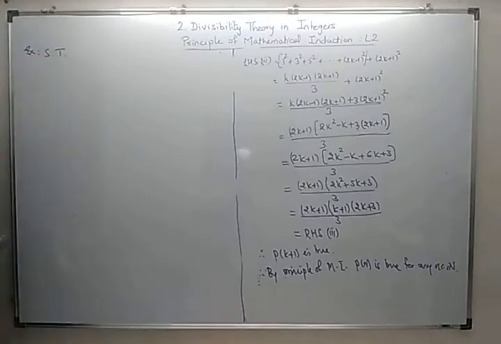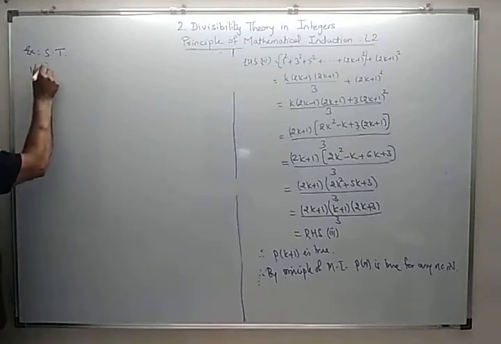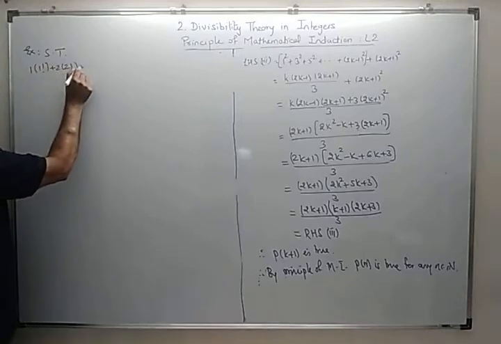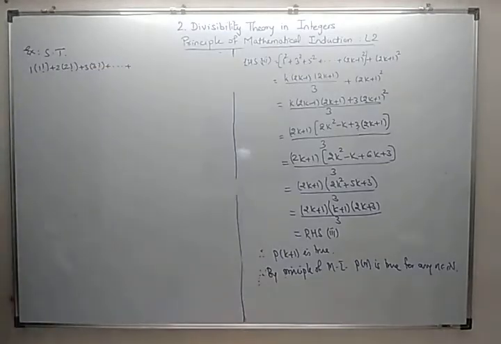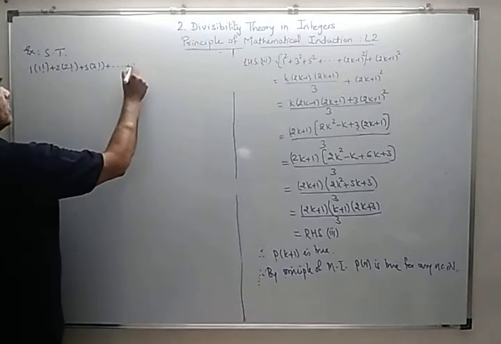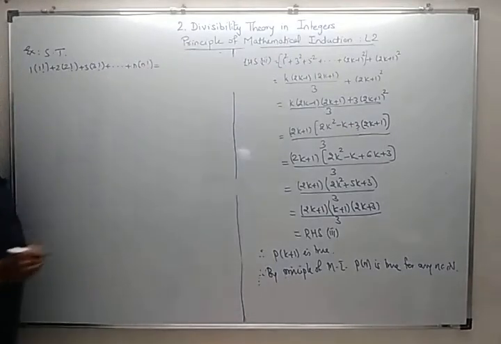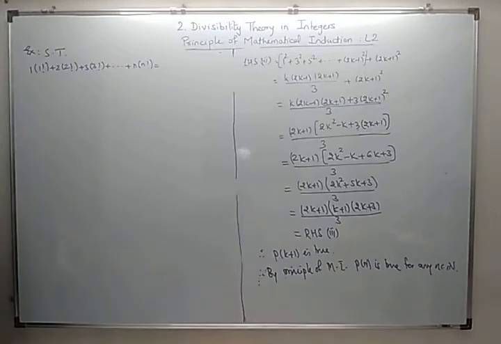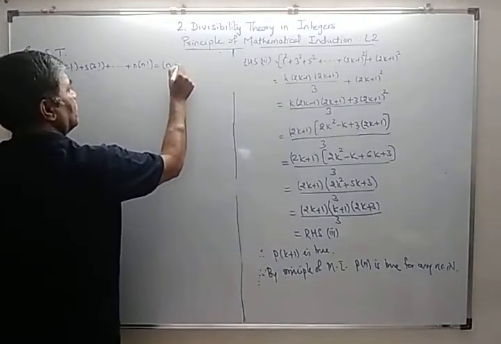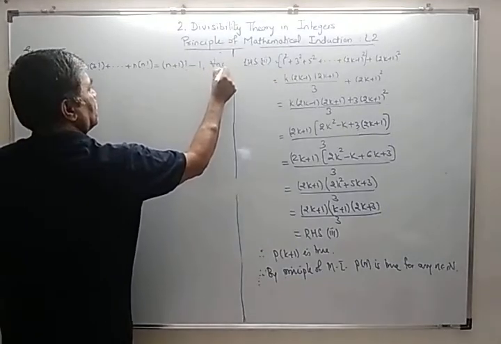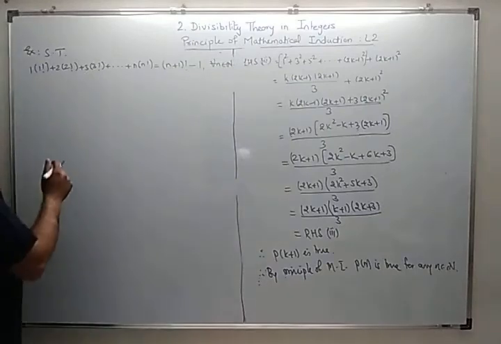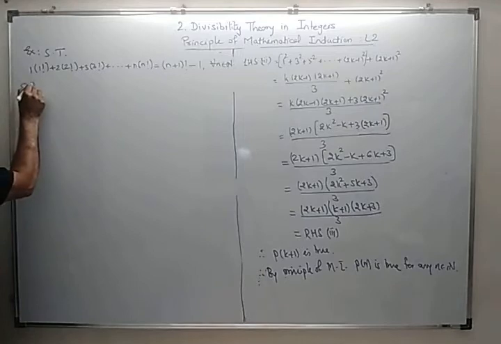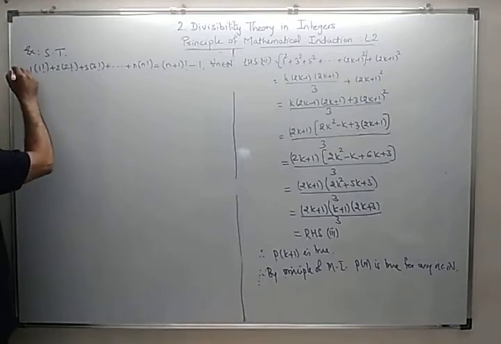Show that 1 into 1 factorial plus 2 into 2 factorial plus 3 into 3 factorial plus and so on, up to n into n factorial, is equal to n plus 1 factorial minus 1, for every n belongs to N. Solution. Okay, we'll take this as Pn.